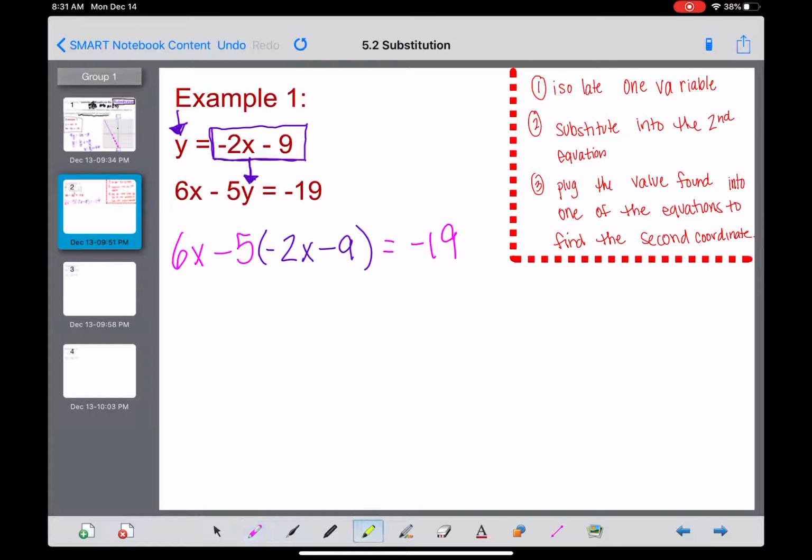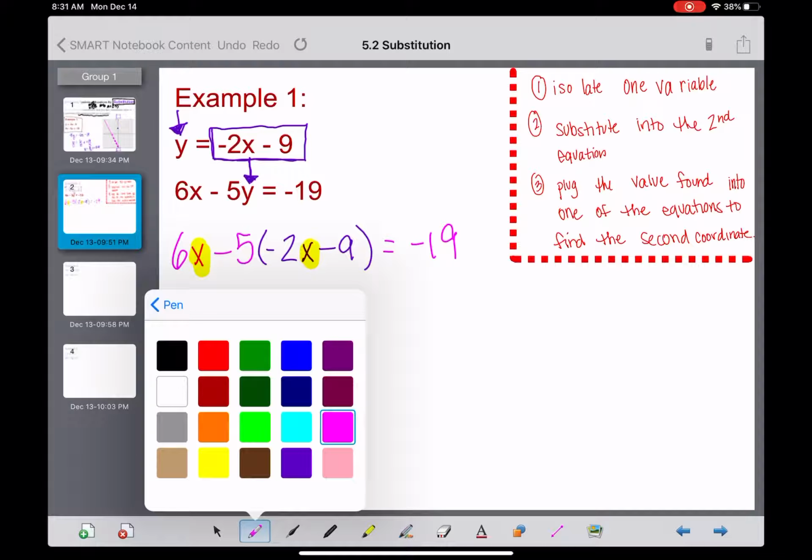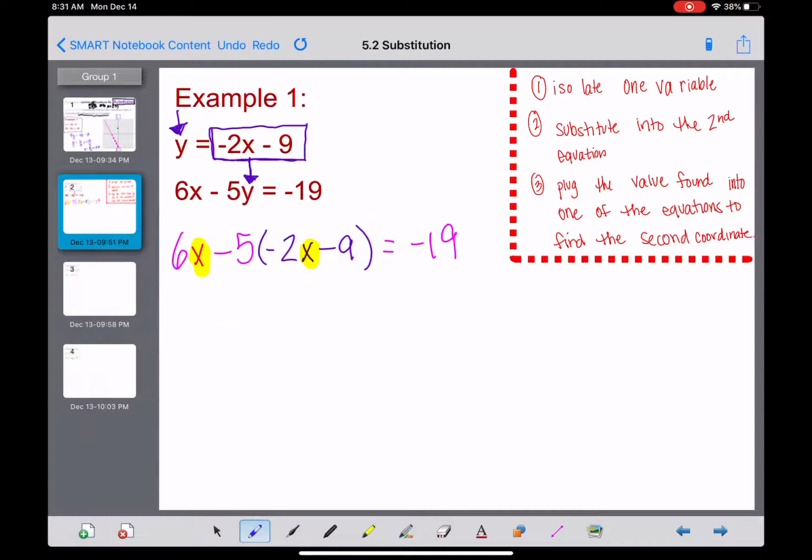If you notice, now I have created an equation that only has one variable. It has the variable of x. In the prior equations, I was working with two different variables, and there's no way to solve when I have two separate variables. So I'm going to solve for x just like we've been doing all year long. So I'm going to distribute my -5 through.